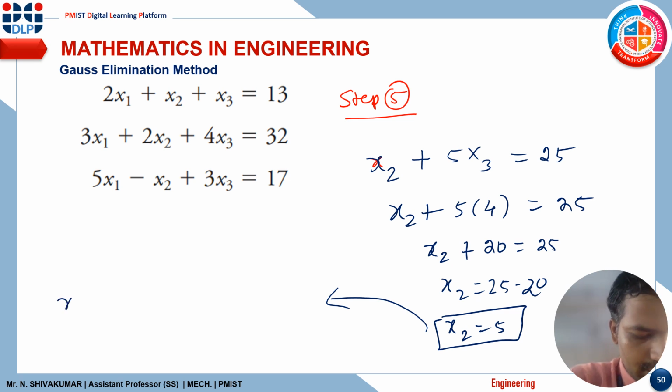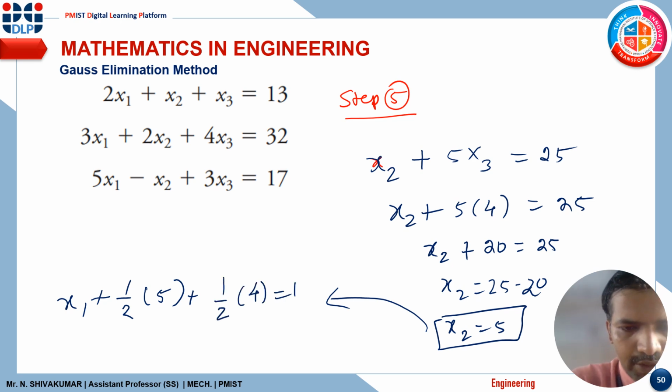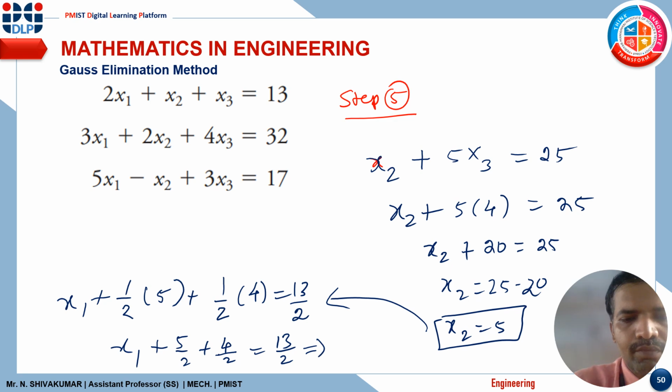Okay, that modified first equation, x1 plus 1 by 2. What is x2? x2 is 5 plus 1 by 2 x3. What is x3? It is 4, which is equal to 13 divided by 2. Now what is x1? x1 plus 5 by 2 plus 4 by 2, that is 4 by 2 equal to 13 by 2. So 5 plus 4 is 13.